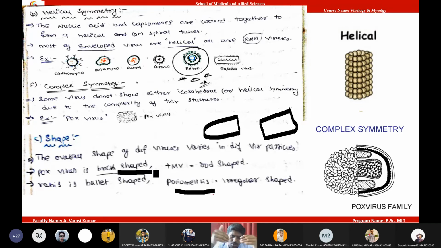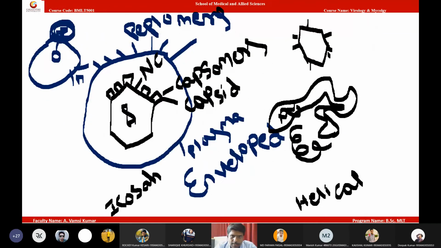In the structure, we have the genome. It can be DNA or RNA. Then it has a capsid. The capsid has capsomers. Genome and capsid together are called the nucleocapsid. Then some viruses have an envelope. The envelope may possess protein spikes called peplomers. So this is the structure of the virus.